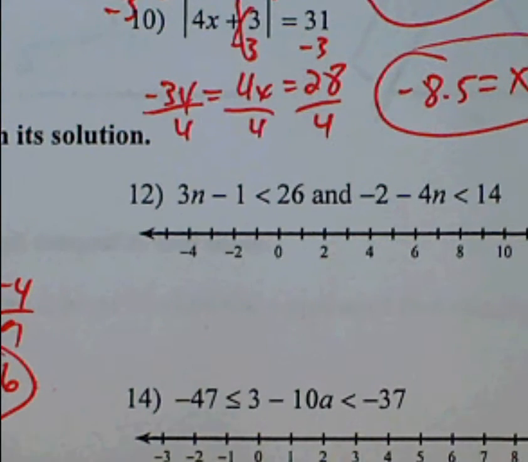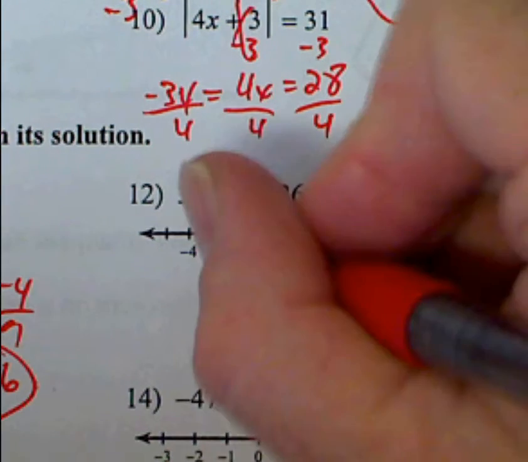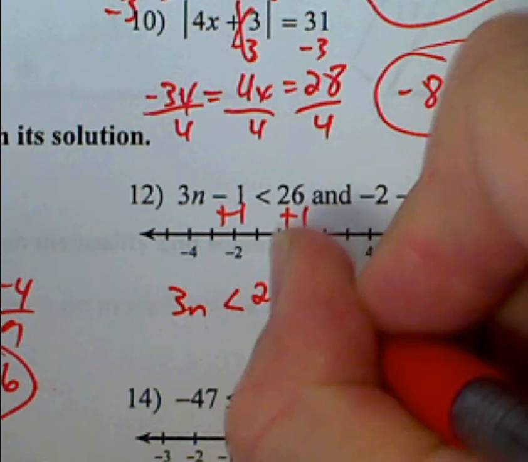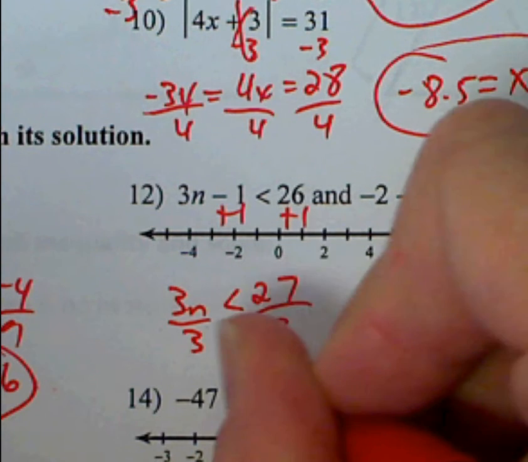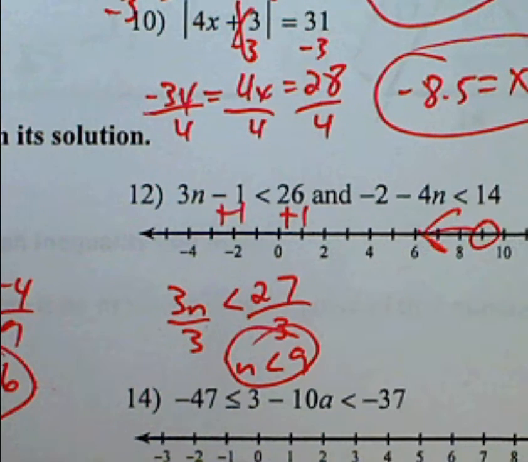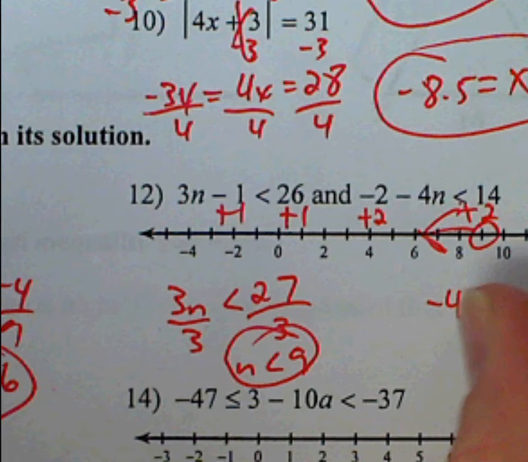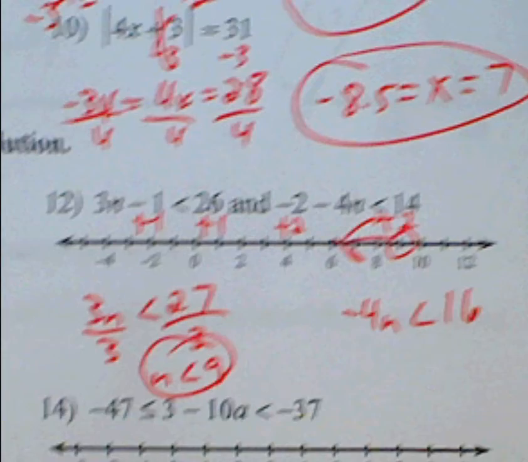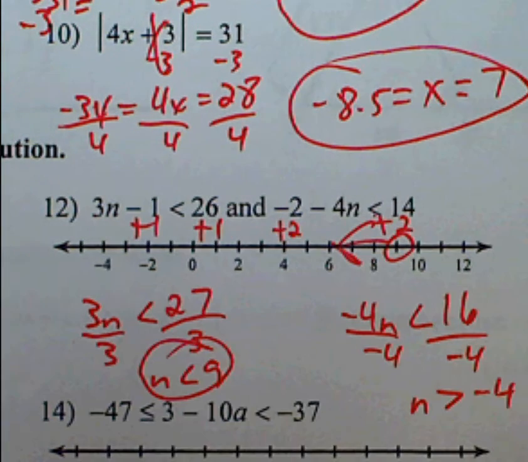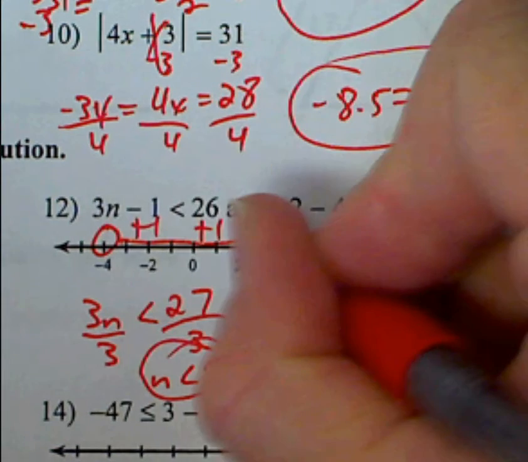Number 12, pause the video and try. On number 12, same thing. I'm going to add 1 to both sides. 3n is less than 27. Divide by 3, n is less than 9. So open circle, less than means to the left. If I solve this other one, I'm going to add 2 to both sides, so I get negative 4n less than 16. If I divide by negative 4, I flip my sign and I get negative 4. So n is greater than negative 4.